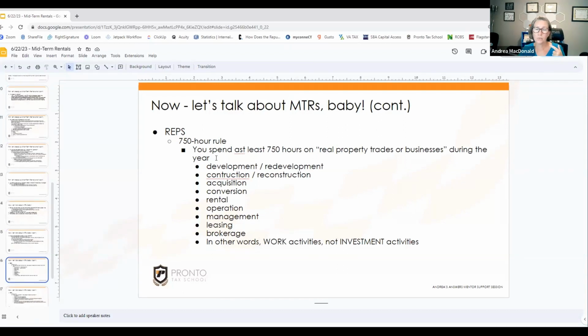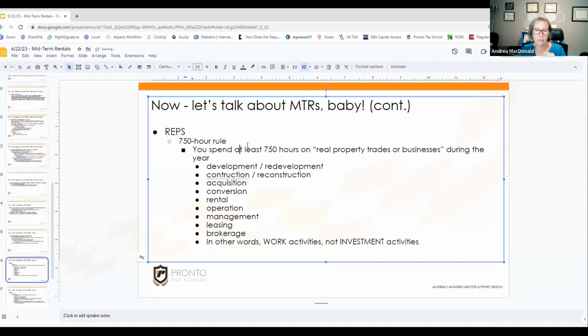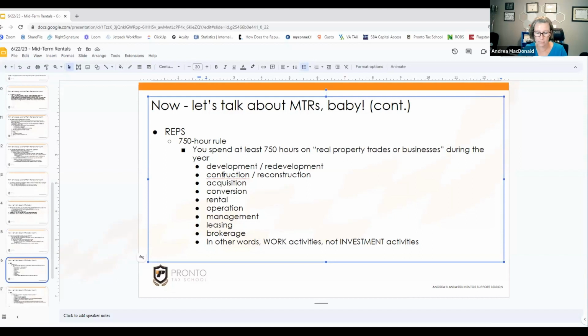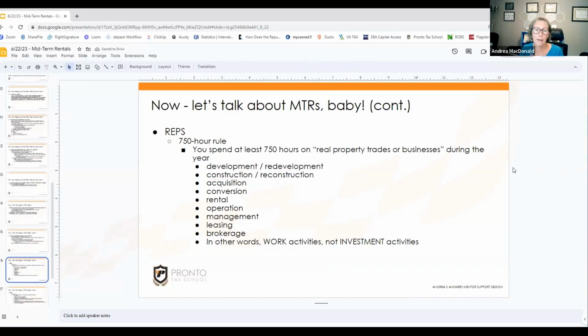So the first rule for reps is the 750-hour rule. That means you spend at least 750 hours on real property trades or business during the year. What is real property trades or business? Development, construction, acquisition, conversion, rental properties, management, leasing. You own a real estate brokerage. The thing that all of those have in common is that it's actual work you do, not investment activities.